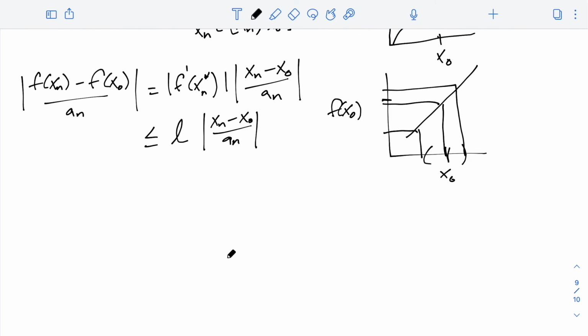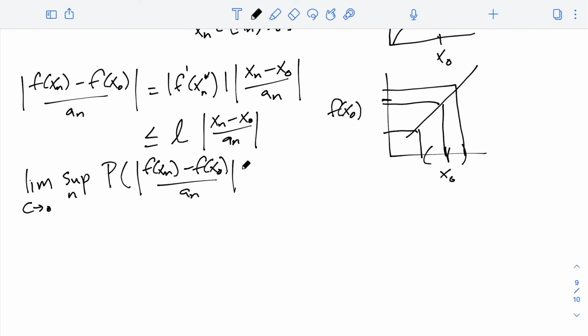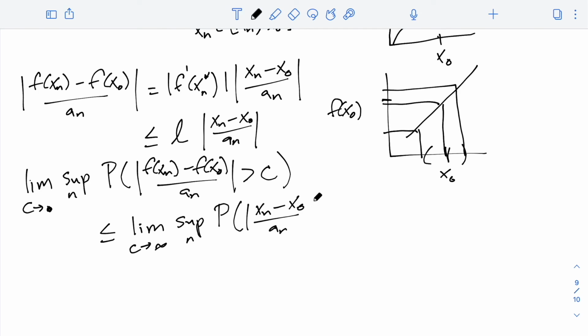So what does this mean? This means that the limit as c goes to infinity, supremum over n, of the probability that |f(xn) minus f(x0)| divided by an is greater than c, is less than or equal to the limit as c goes to infinity, supremum over n, of the probability, well, now we have this L, I'm going to move that over to the other side, that |xn minus x0| over an is greater than c over L. Just as a reminder, I took this and plugged it in down here and moved the L over to the other side.